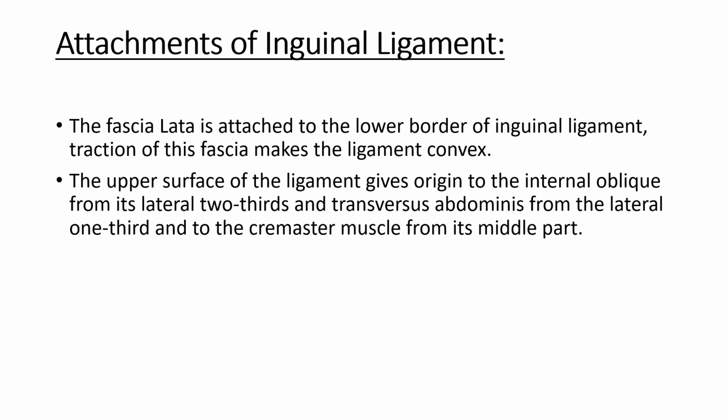Coming to the attachments of the inguinal ligament: the fascia lata, the deep fascia of the thigh, as you must have studied in your lower limb anatomy, is attached to the lower border of the inguinal ligament, and the traction of this fascia, the pull of this fascia, makes the ligament convex. The upper surface of the ligament gives origin to the internal oblique from its lateral 2/3 and transversus abdominis from its lateral 1/3, and to the cremaster muscle from its middle part. You must have studied this in your previous lecture.